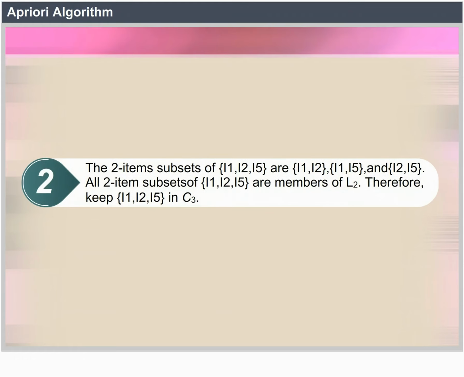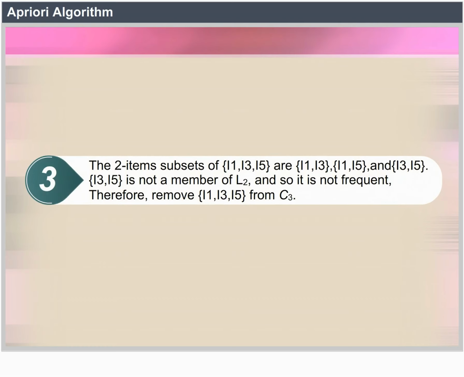The 2-item subsets of {I1, I2, I5} are {I1, I2}, {I1, I5} and {I2, I5}. All 2-item subsets of {I1, I2, I5} are members of L2. Therefore, keep {I1, I2, I5} in C3. The 2-item subsets of {I1, I3, I5} are {I1, I3}, {I1, I5} and {I3, I5}. {I3, I5} is not a member of L2 and so it is not frequent. Therefore, remove {I1, I3, I5} from C3.